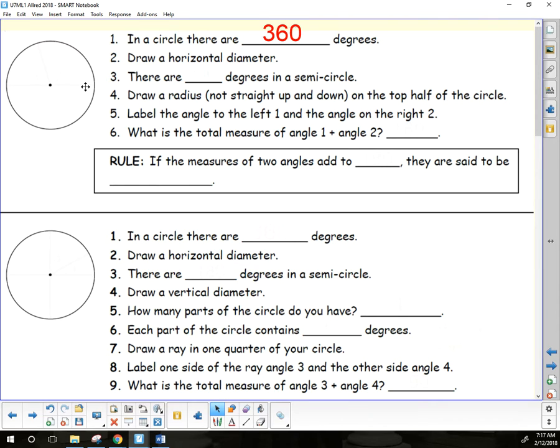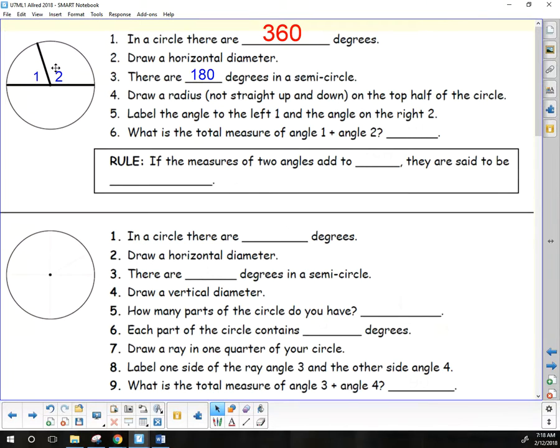The first thing we're going to do is draw a horizontal diameter, which splits our circle into 180 degrees in each semicircle. And then we're going to draw a little radius on the top half of the circle. What we've done now is we've created two angles right here. This is angle 1 and angle 2.